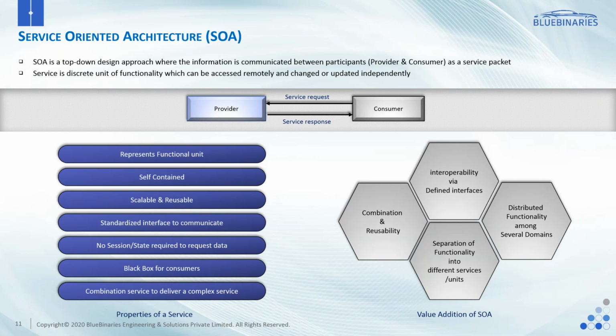You can also do a separation of functionalities into different services and units. As I mentioned, the service itself is a functionality, so you can differentiate or separate the functionalities with the different services, and then you can also have distributed functionalities among the different domains, where each service can give you a different meaning to each domain within the vehicle.